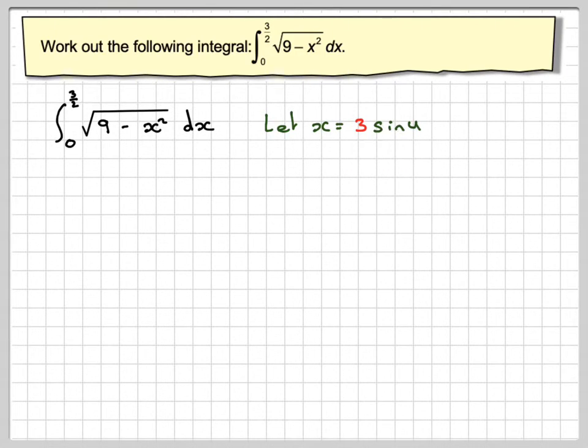Now it's 3 sine u because when I square that, both those will become 9, and then I can factorize out the 9. So dx du will be 3 cos u. So dx will be 3 cos u du.